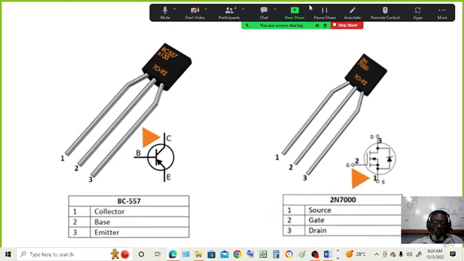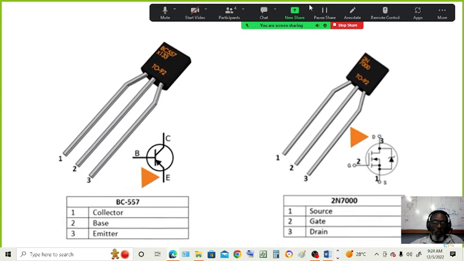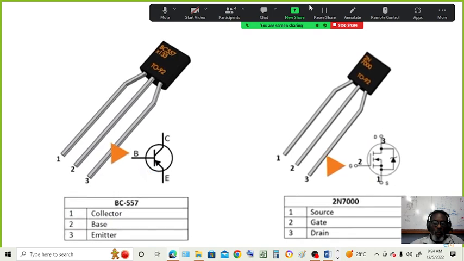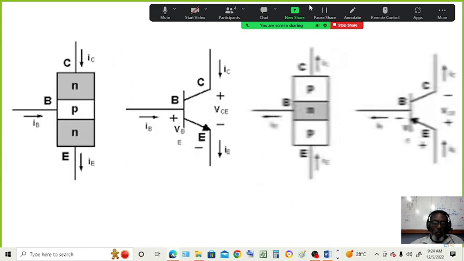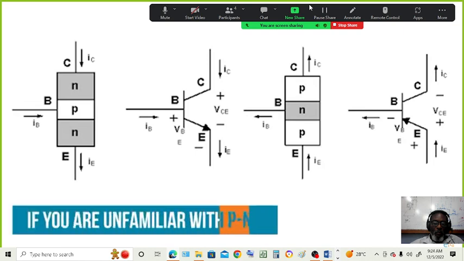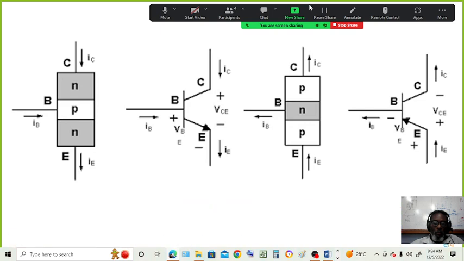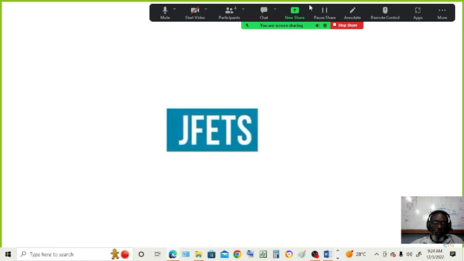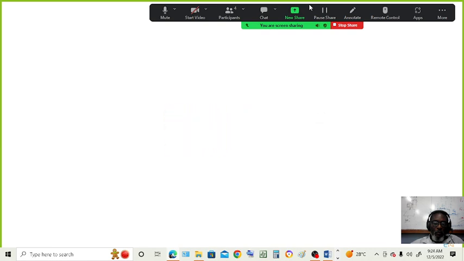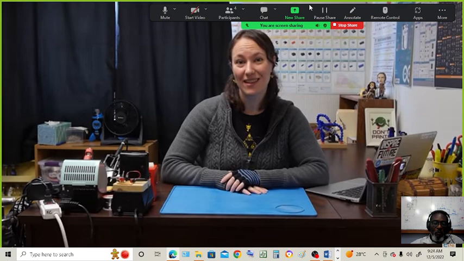The source can be compared to the collector, the drain like the emitter, and the gate performs similarly to the base. While BJTs have a linear structure with 2 PN junctions and are either NPN or PNP, JFETs and MOSFETs have PN junctions configured in a way that gives them their unique characteristics and functions. Let's start by looking at JFETs.